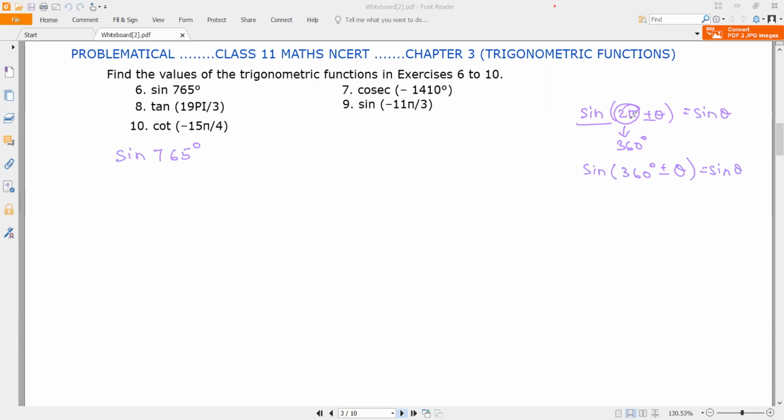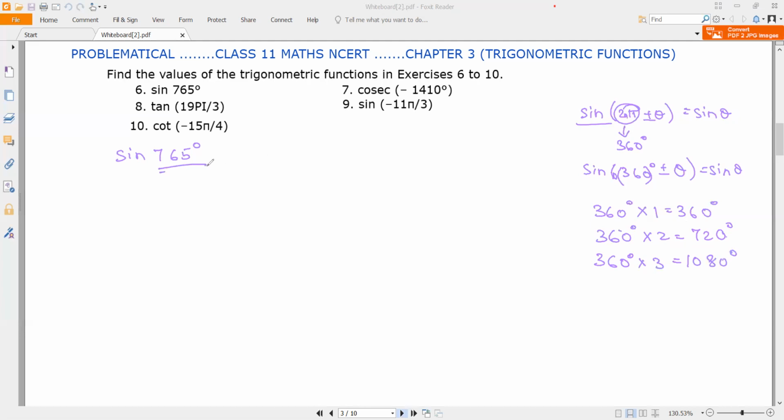Also, this is not just 2 pi, it can be 2n pi. That means you can have any multiple of 2 pi. You still will come up with the same answer. So even if I write n into 360 degrees, or 2n pi, it will still give me the same answer. Now, 360 degrees multiplied by 1 is 360 degrees. 360 degrees multiplied by 2 will give you 720 degrees. Now, if you multiply it by 3, you will end up with 1080 degrees.